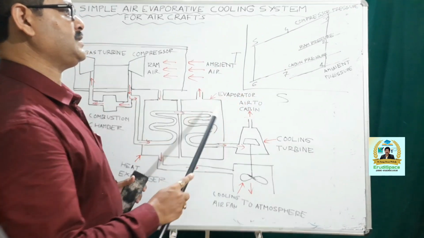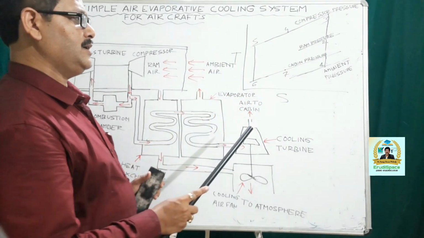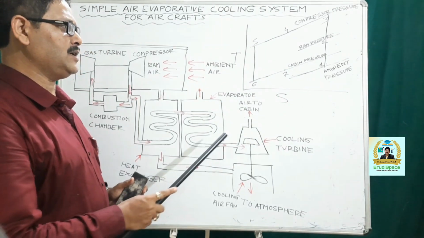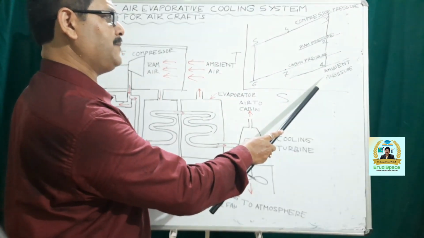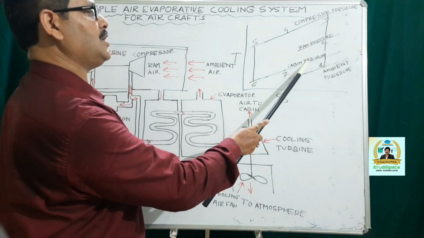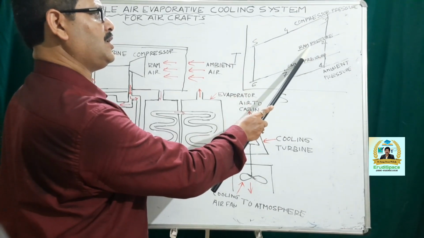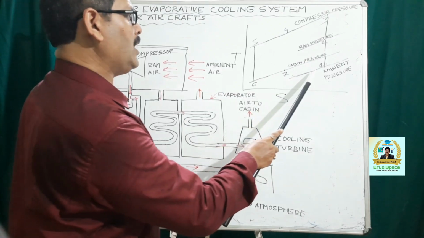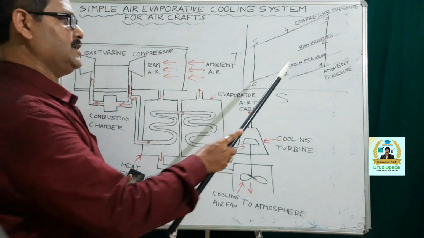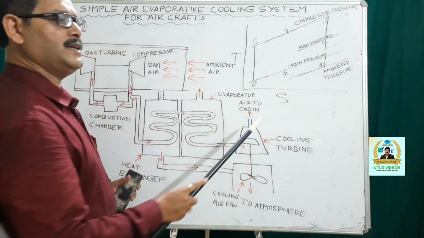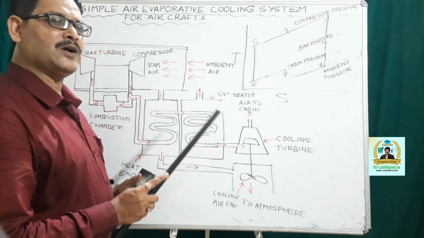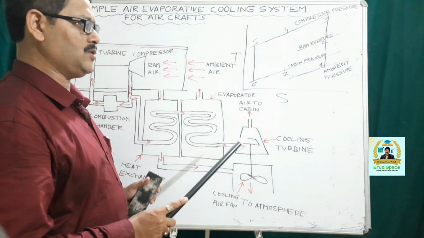Before discussing the processes, we should know that there are 4 operating pressure conditions. You have ambient pressure, you have cabin pressure, you have ram pressure and you have a compression pressure. 1-2 represents the process that is taking place in the diffuser, and this compression is what we call your ram compression.